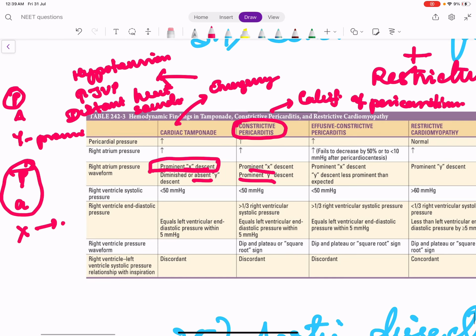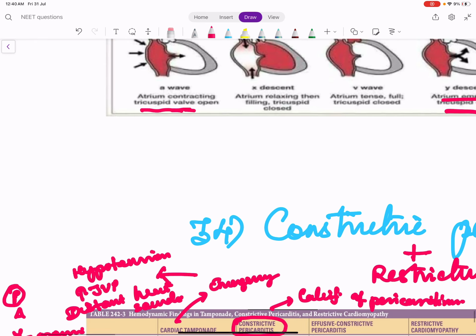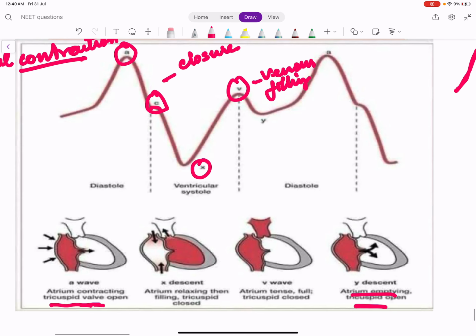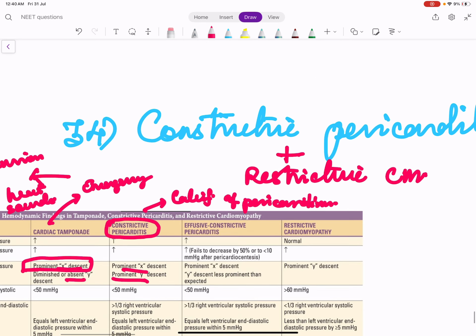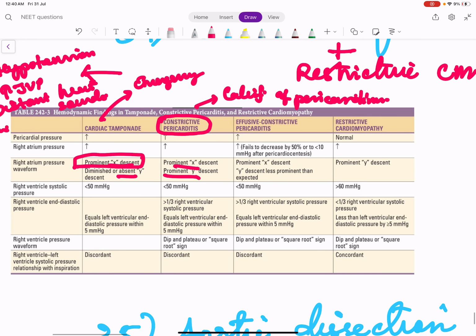Why is Y descent absent in cardiac tamponade? Y descent is due to emptying of blood from the atria to the ventricle. But the ventricle is collapsed during diastole in cardiac tamponade. So blood does not empty from the atria to the ventricle during Y descent. That is why it is absent.